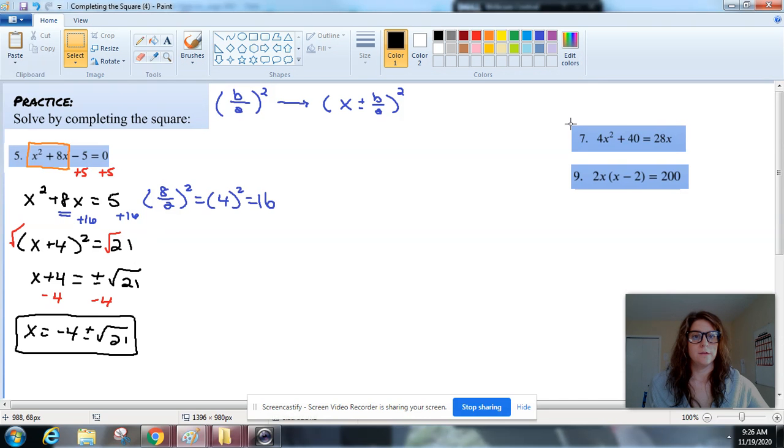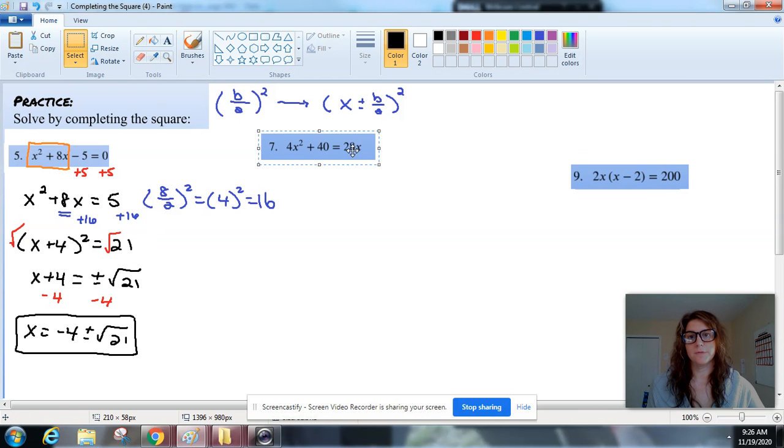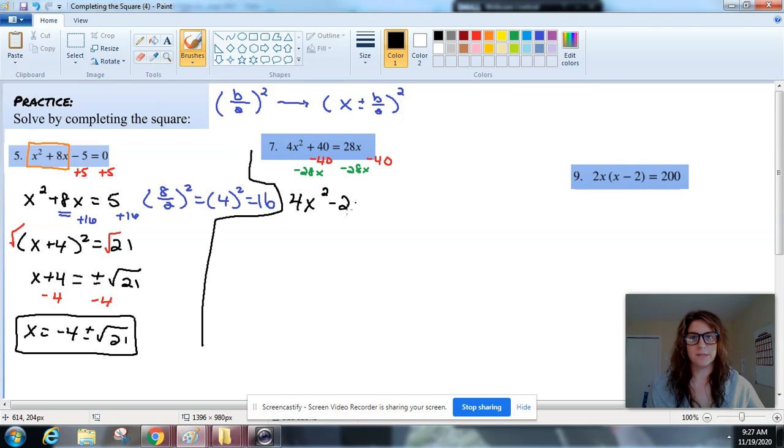All right, so number 7. First with number 7, you got to do a little bit of moving on both sides. I have to move 40. And I'm going to do this all at once. I'm also going to move that 28x. Again, you can do it one at a time, but just to save some time, I'm going to do it all at once. So you have 4x squared minus 28x equals negative 40.